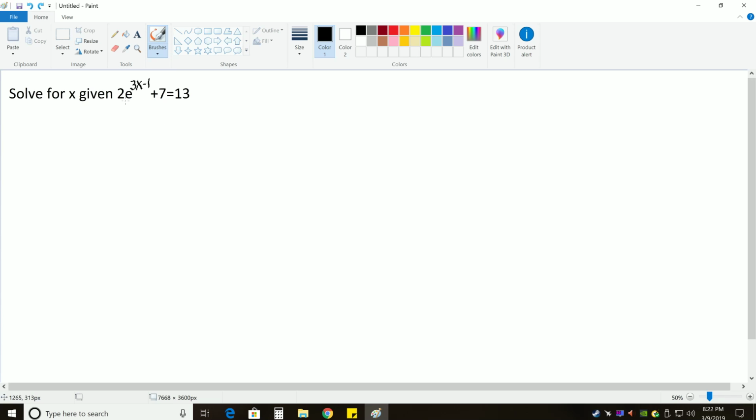In these types of problems, remember that we want to get the exponential expression alone. You want to get this e^(3x-1) by itself to start off. So we're going to start this by subtracting this 7 from each side. And when we do that, we get 2e^(3x-1) = 6.